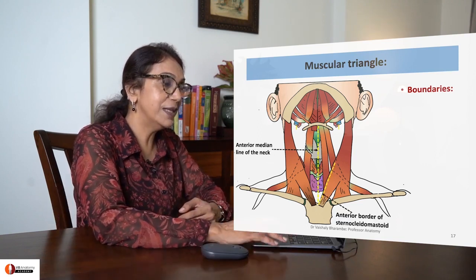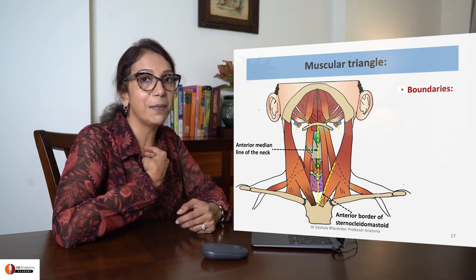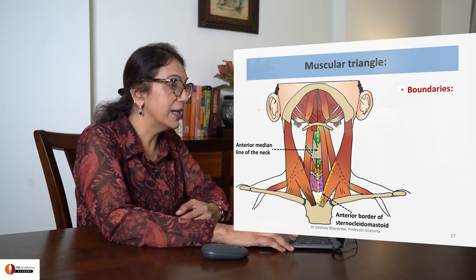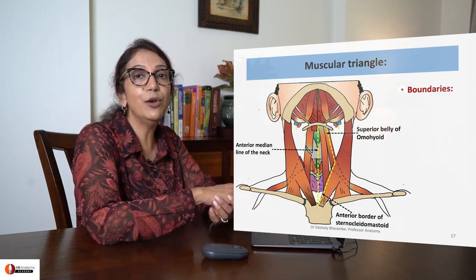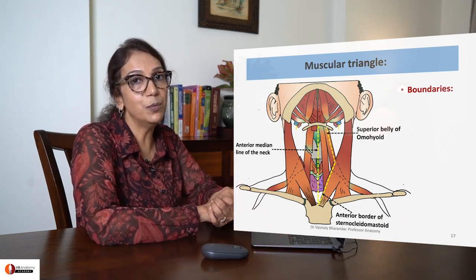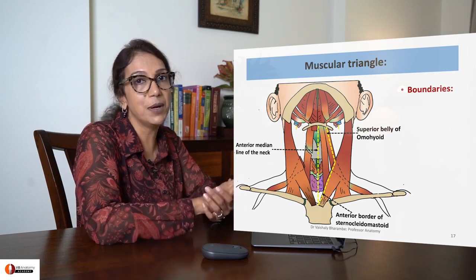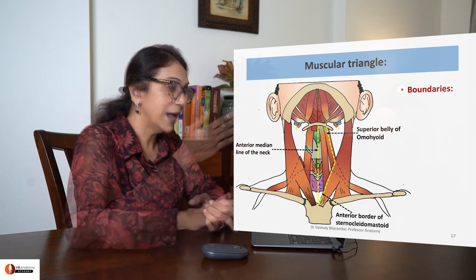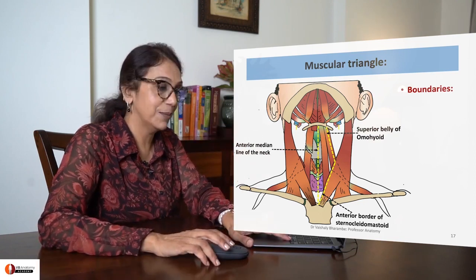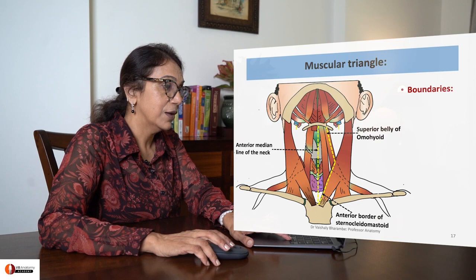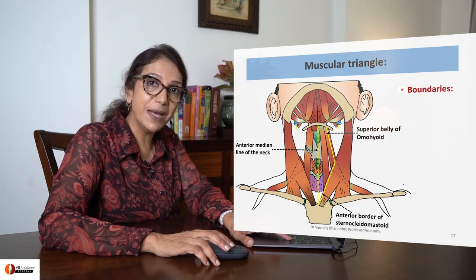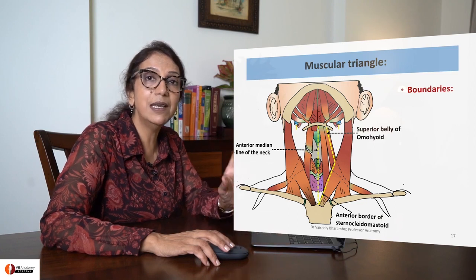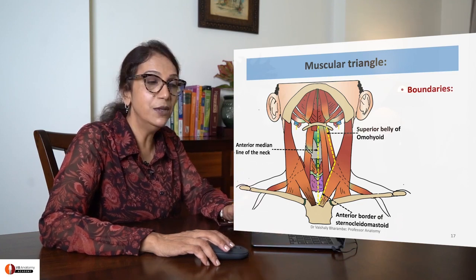That is the anterior boundary. A little bit of the lower end of the sternocleidomastoid forms the posterior-inferior boundary, and the superior belly of omohyoid forms the posterior-superior boundary. So 3 boundaries: anterior midline of the neck, anterior border of sternocleidomastoid, and superior belly of omohyoid. These are the 3 boundaries of your muscular triangle.